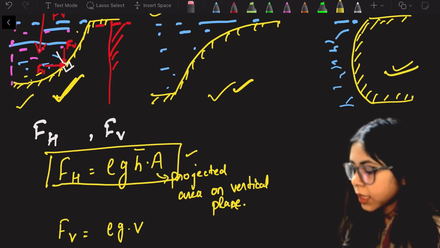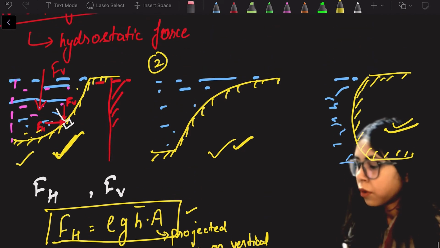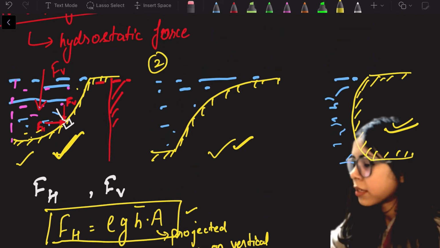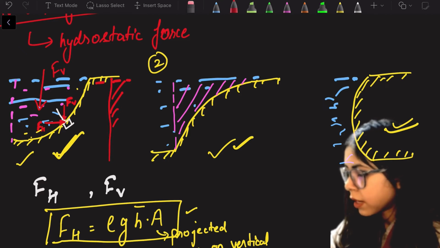Now this particular concept acts for case number 1 and case number 2. In case number 2 as well, we can see that this much water is supported by the body. So the vertical force will act downward, Fv.